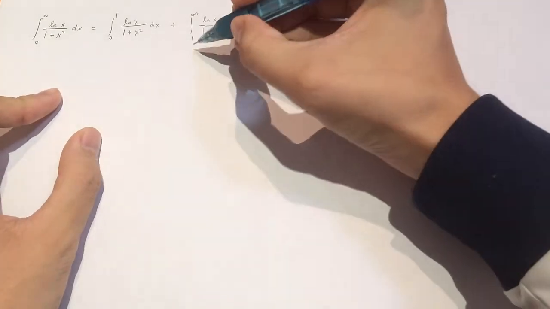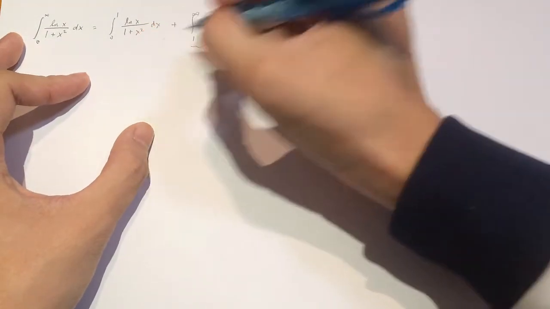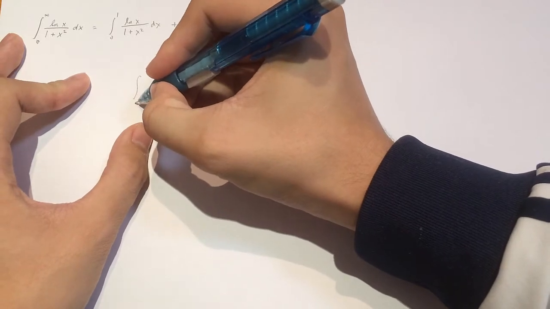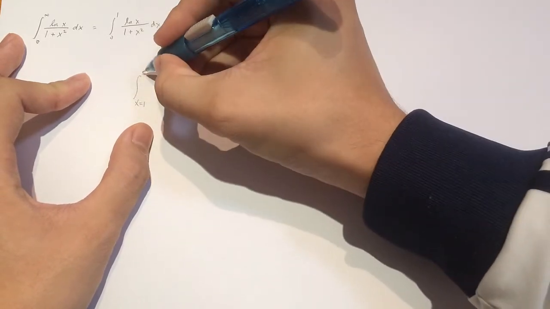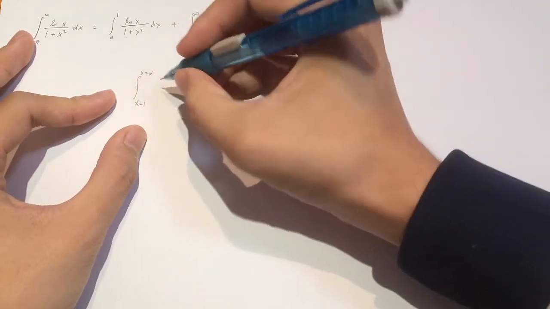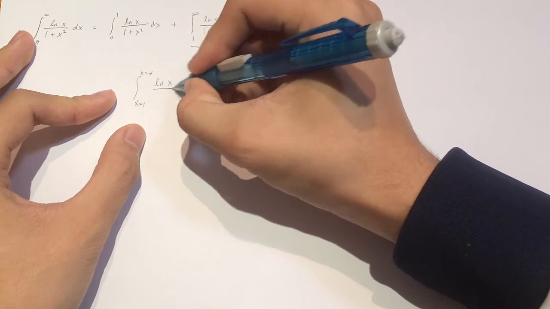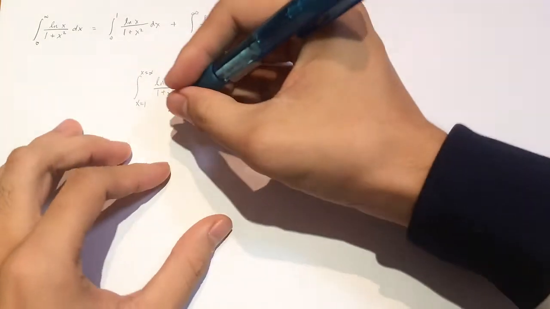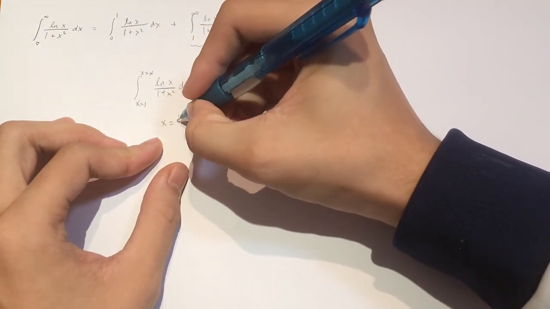So now we're going to take one of the integrals and simplify it so that it's in a form which makes this whole question a lot easier. I'm going to write that this is x equals 1, this is x equals infinity. And now we're going to do a bit of substitution. I'm going to let x equal 1 over t. And you'll see why as we do it.